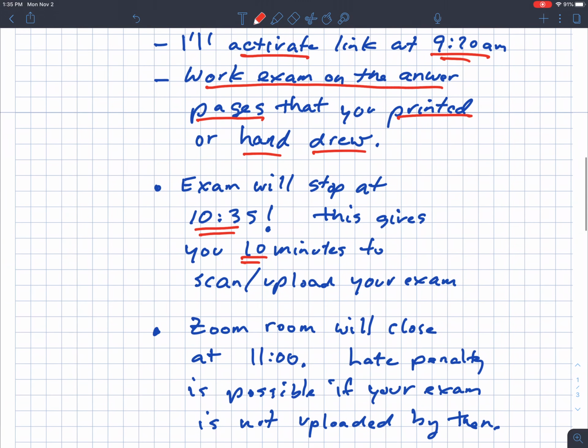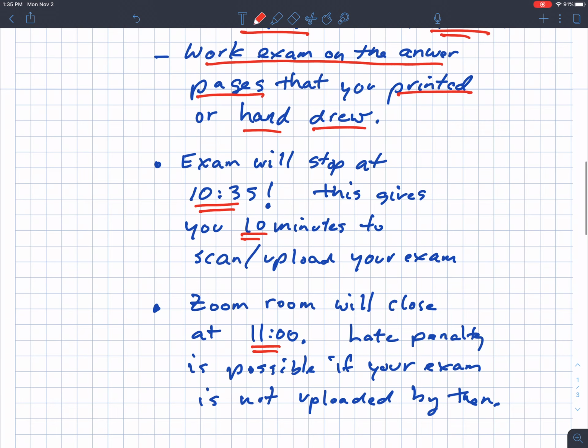I'm going to actually close the Zoom room at 11. That gives plenty of time to get this all done. But if you don't have everything up and done, I had some problems with this last time. If you don't have everything done, I'm going to close the Zoom room at 11. I'm going to look at GradeScope, and there's potential late penalties if your exam is not uploaded by then. Okay, so it's important to get that done as quick as possible.